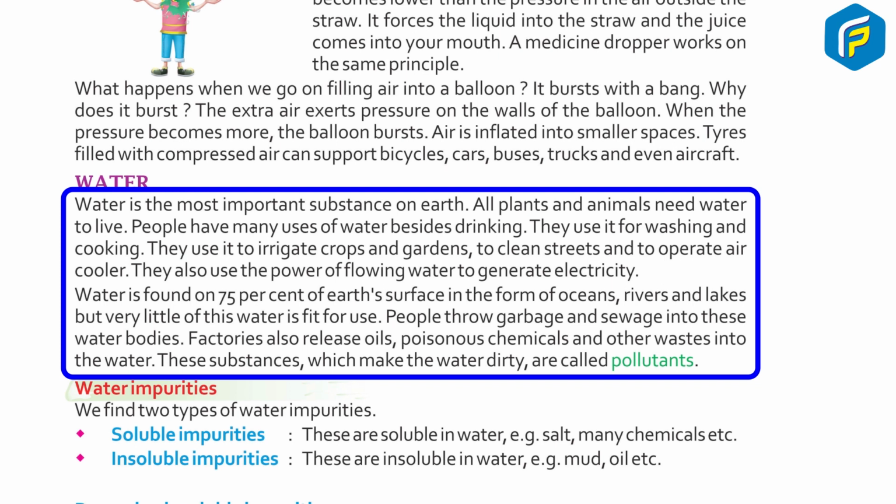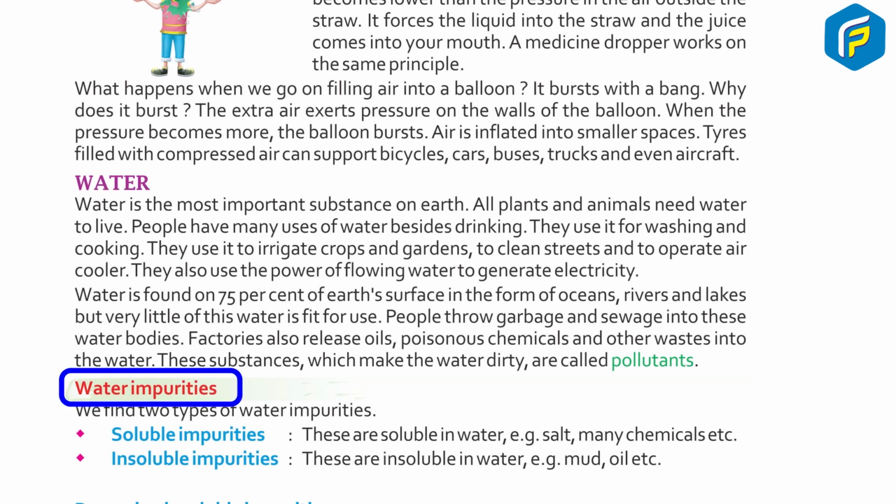Water is found on 75% of Earth's surface in the form of oceans, rivers and lakes, but very little of this water is fit for use. People throw garbage and sewage into these water bodies. Factories also release oils, poisonous chemicals and other wastes into the water. These substances which make the water dirty are called pollutants.